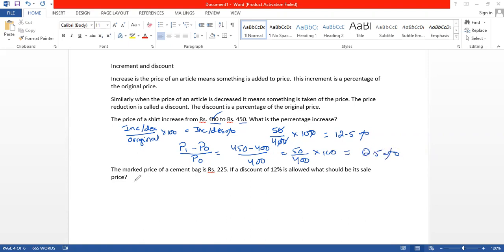Now let's do another question. So the marked price of a cement bag is 225. So this is the original price over here. So this is your P0. If the discount of 12% is allowed, what should be its sales price? So the percentage is always applied on the original price, on the P0. So given that you are provided the percentage, you can use this to find out the sale price.